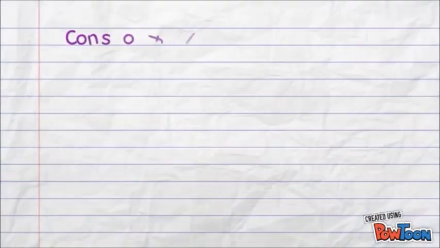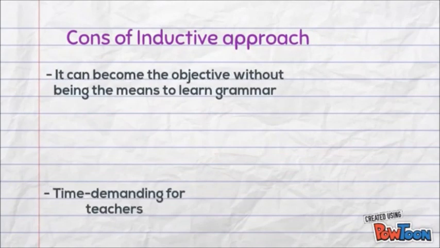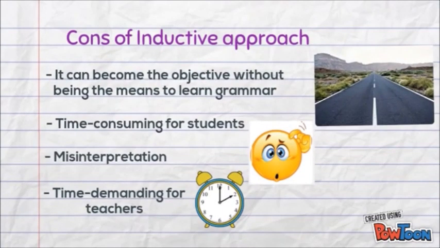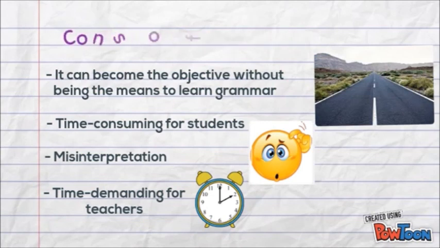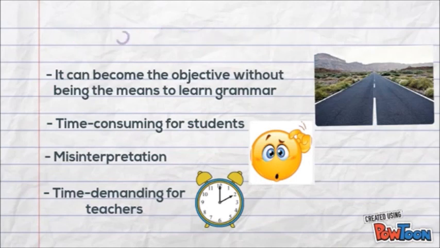Now let's talk about the cons of the inductive approach. The cons are: it can become the objective without being the means to learn grammar, it is time consuming for students, there is misinterpretation, and it is time demanding for teachers. Of course, it is not the objective, because we as teachers cannot always give examples to learn, so there must be a balance. Is it time consuming for learners? Of course it is. Sometimes it's difficult to know our rules in Spanish. Now imagine discovering them in English.